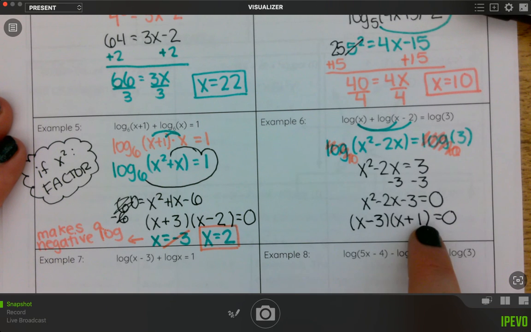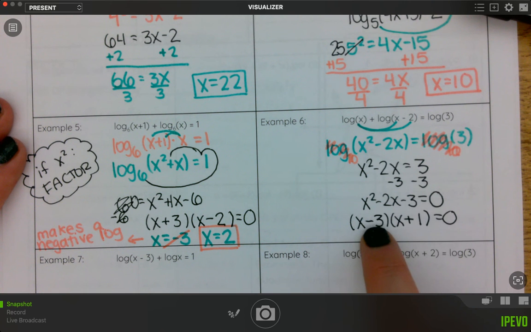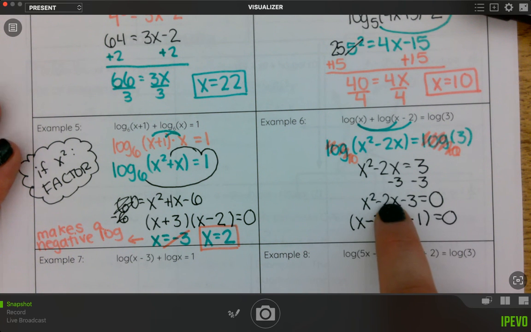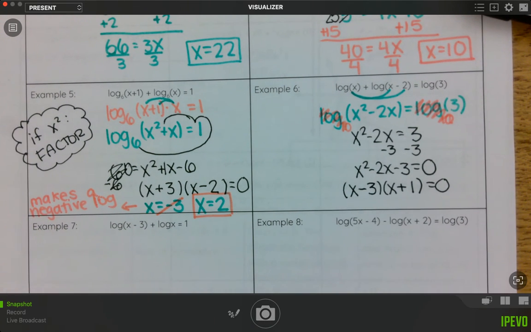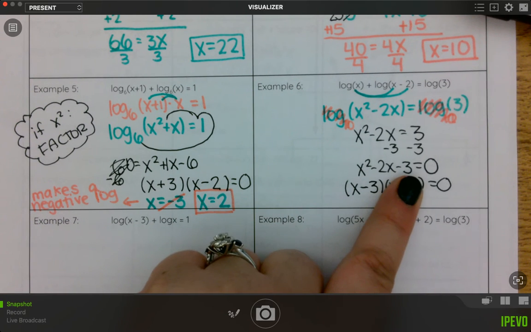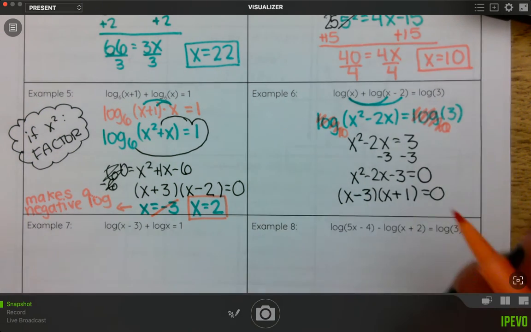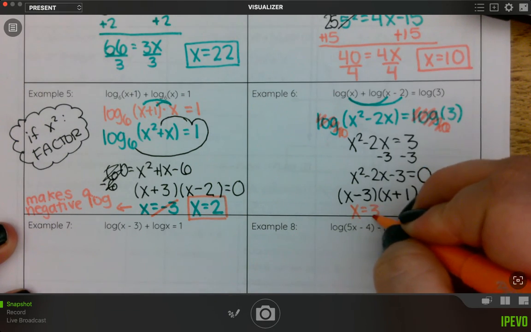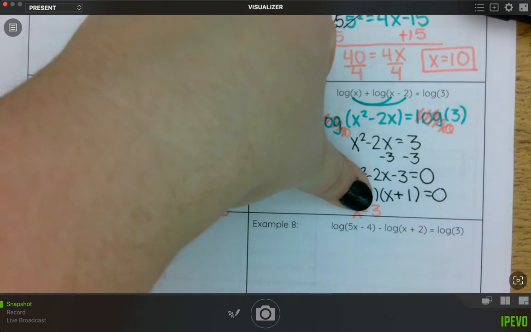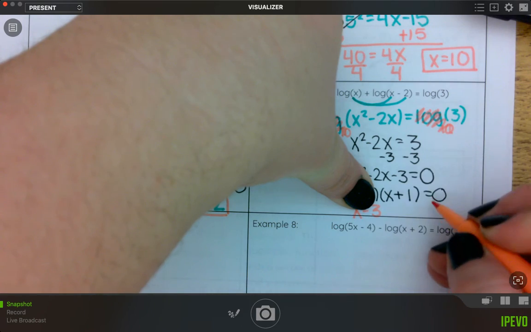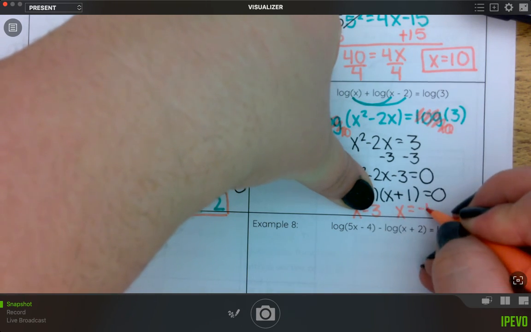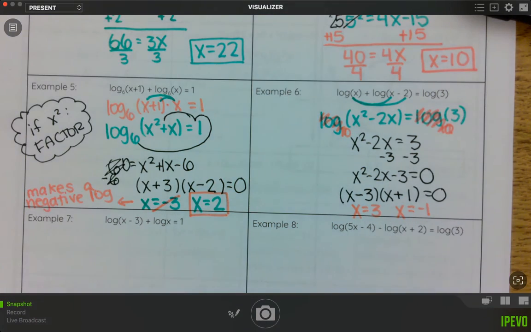Because negative 3 times 1 is negative 3, negative 3 plus 1 is negative 2. So just make sure those numbers work out. Cover it up. If I wanted to solve this one equal to 0, I would add the 3 to the other side. Cover it up. If I wanted to solve this one, I would subtract the 1 to the other side. And then I need to make sure that these work.